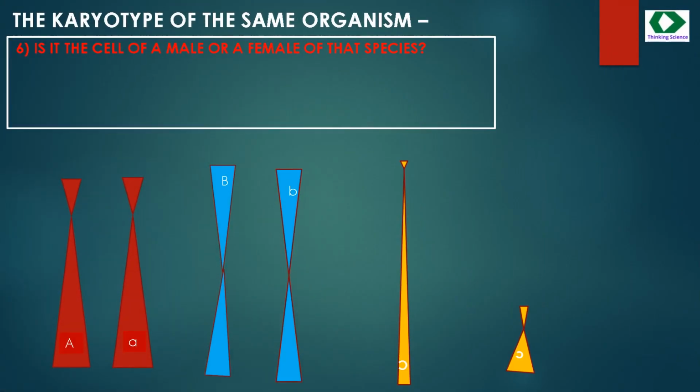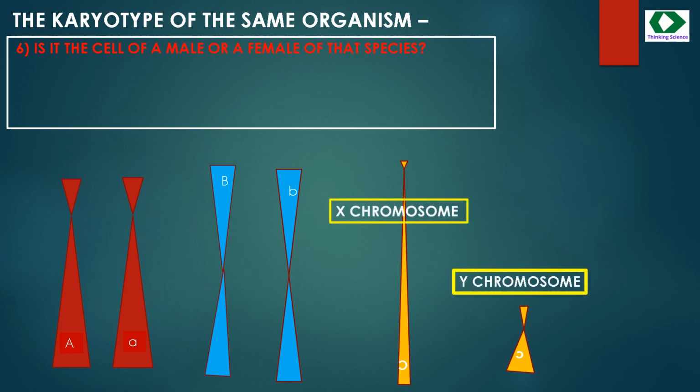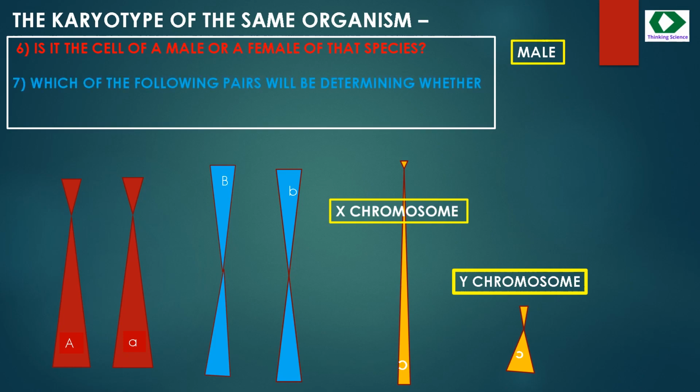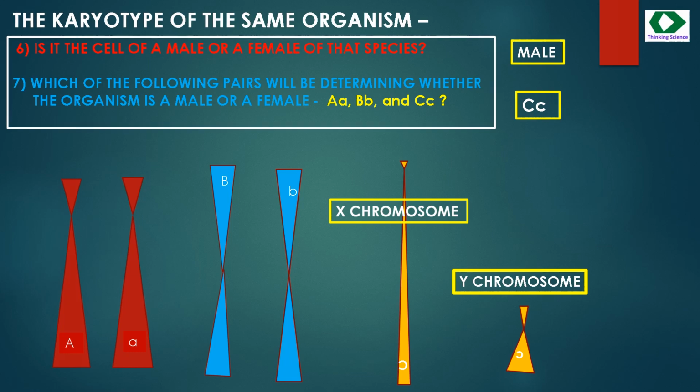Taking the same cell of the organism, let us find out how the sex is determined. Is this cell a male or a female of that species? See, there is 1 pair of chromosomes which is not exactly similar to each other, not identical. So, it is the male, which has 1 X chromosome and 1 Y chromosome. Which of the following pairs will determine whether the organism is a male or a female? Obviously, it is the pair capital C and small c, consisting of the X chromosome and the Y chromosome.